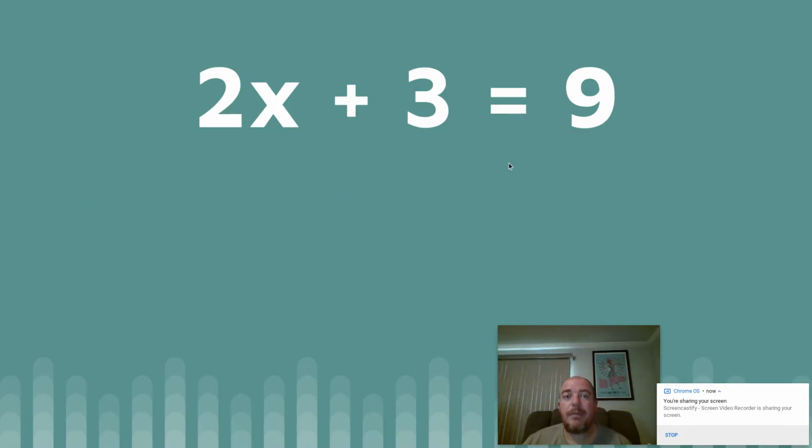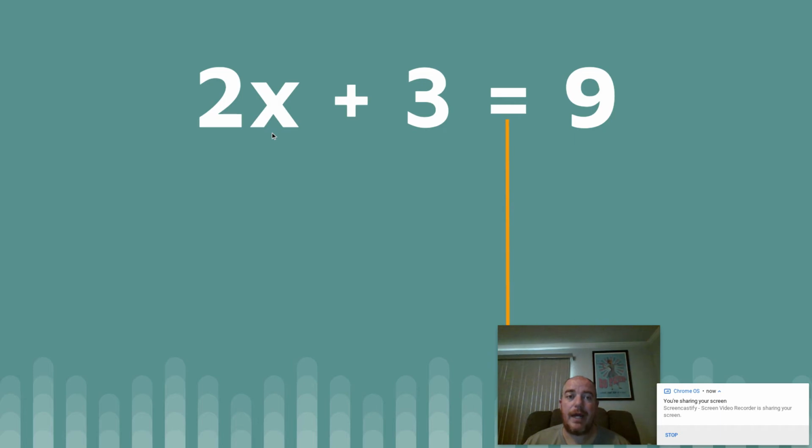This is a two-step equation: 2x plus 3 equals 9. This is going to be fairly simple, but we have some rules we have to remember. So the first thing I always want to do is draw my line down from my equal sign. I want to draw this down to remind myself that those are the opposite sides of the equal sign. Next, I want to try and get x by itself. So my main goal is to get x by itself.